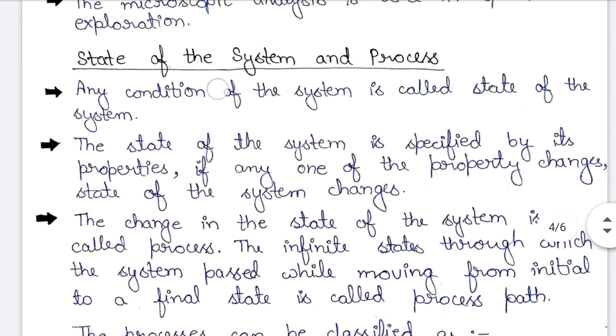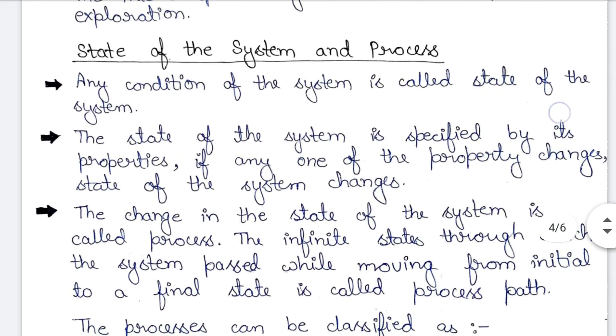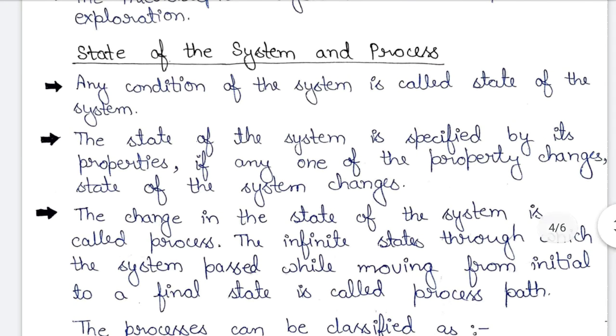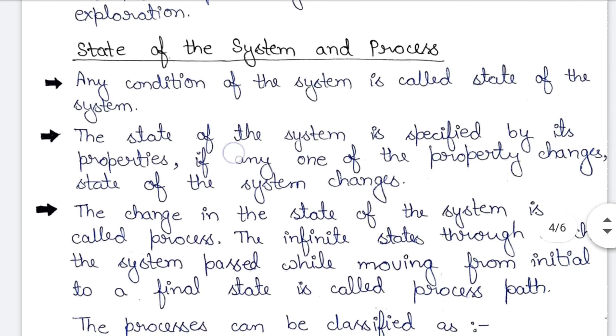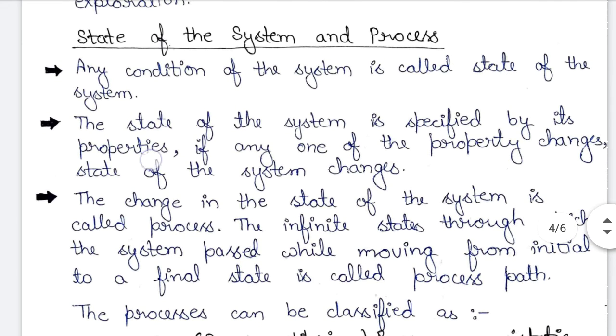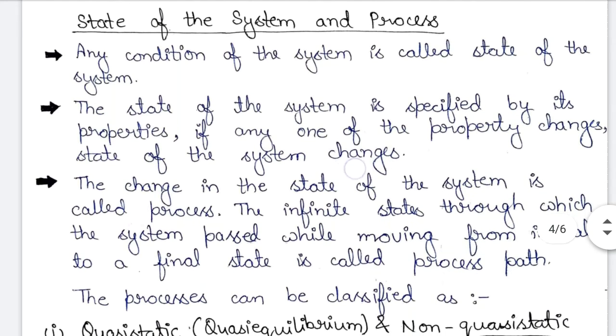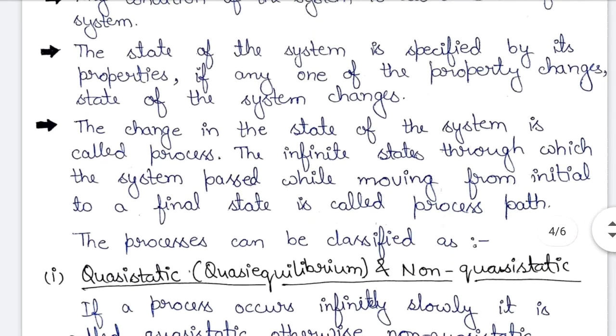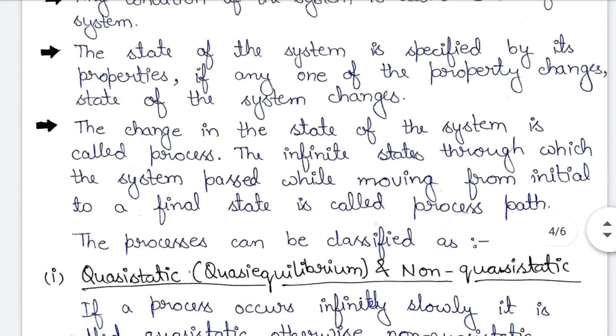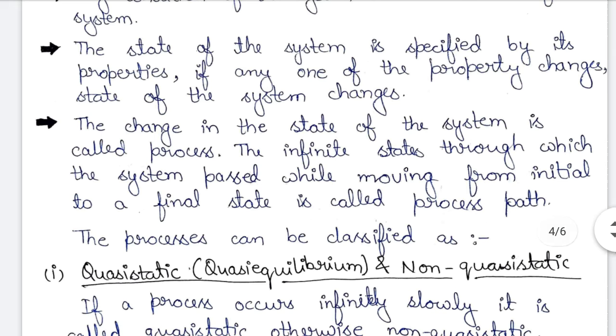Now what is the state and what is process? Any condition of the system is called the state of the system. So whatever is the condition of the system at any instant, that is called the state of the system. The state of the system is specified by its properties. If any one of the properties of the system changes, the state of the system changes.